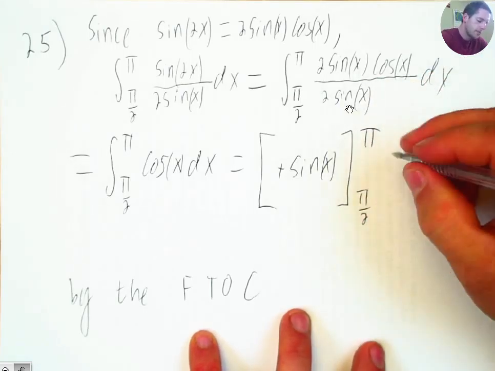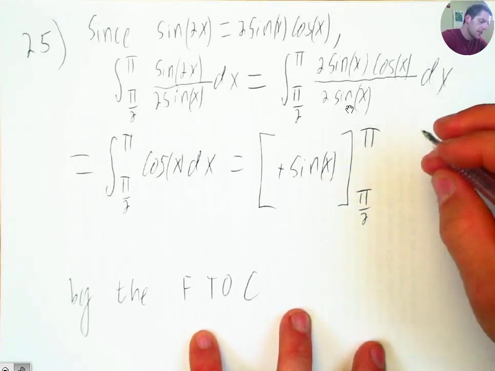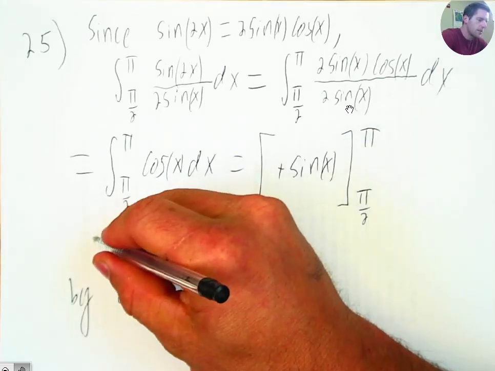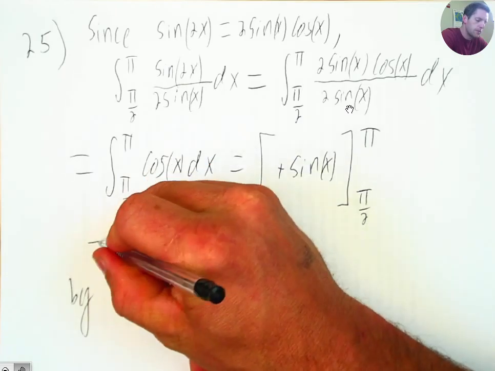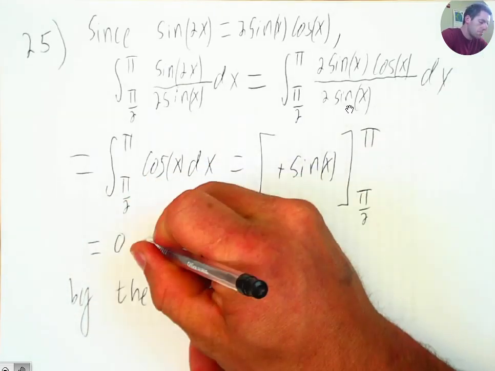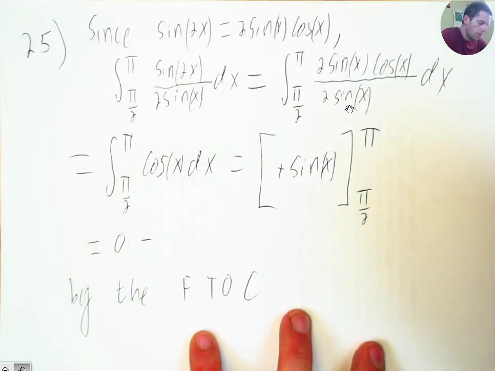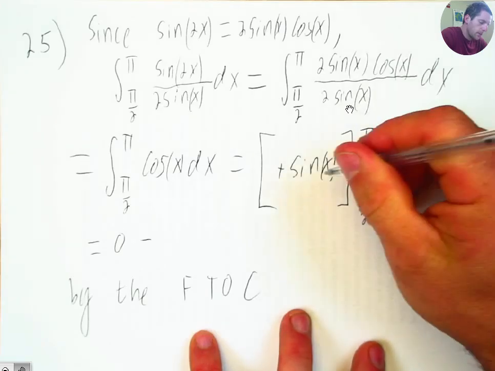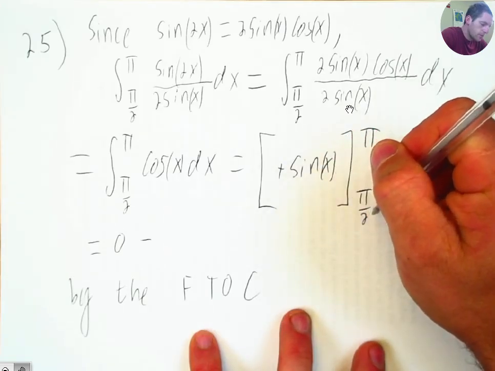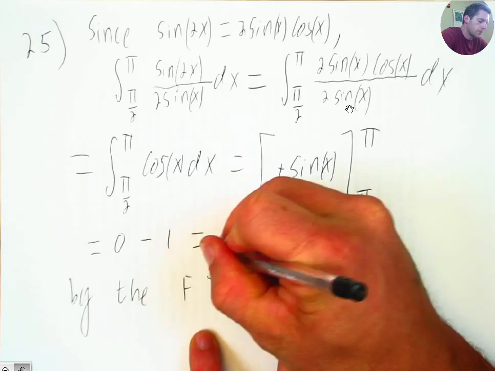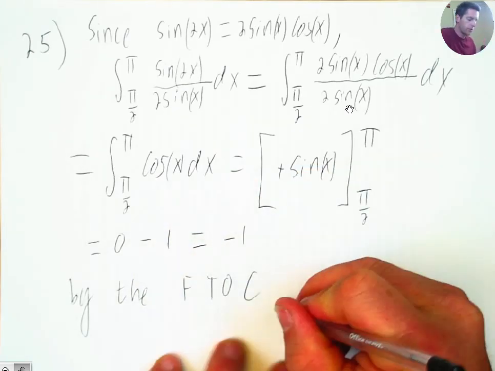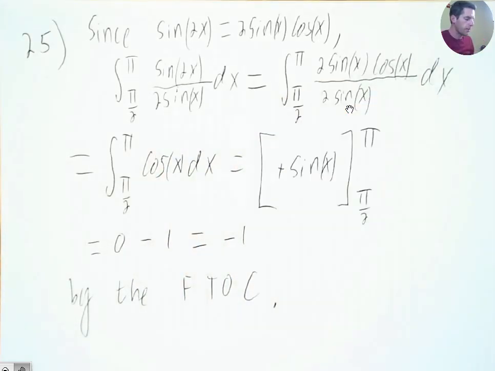And that is simply sine of pi, which is 0, minus sine of pi over 2, which is 1. So overall, I get a negative 1 by the fundamental theorem of calculus, going from there to there.